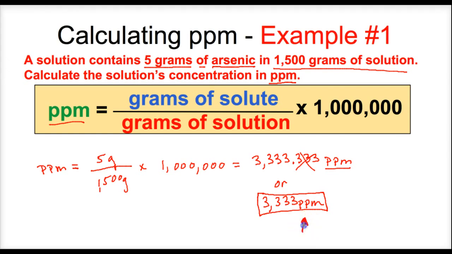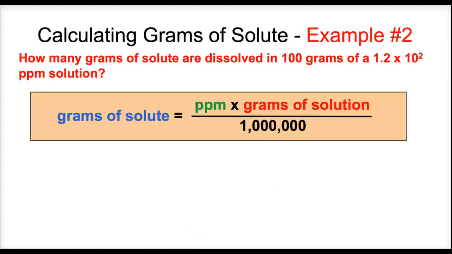Okay, so let's take a look at another example. In this example here, it says how many grams of solute are dissolved in 100 grams of a 1.2 times 10 to the second parts per million solution. Don't be scared, people. Just because you see scientific notation here, not a problem. As long as we just plug it into this formula here, we'll be okay. So to get the grams of solute, we're going to take the parts per million times grams of solution and divide it by 1,000,000.